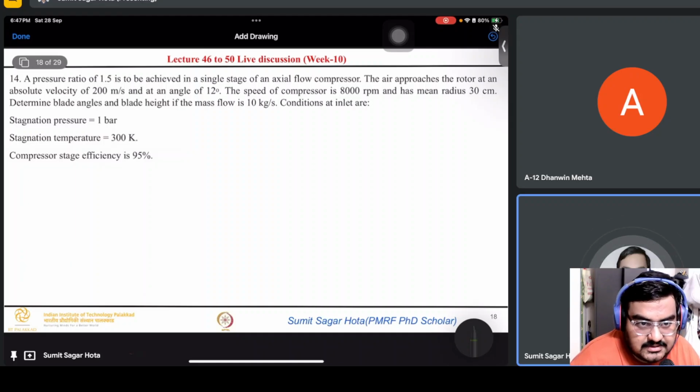So the question is: a pressure ratio of 1.5 is to be achieved in a single stage of an axial flow compressor. The air approaches the rotor at an absolute velocity of 200 meter per second and at an angle of 12 degree. The speed of the compressor is 8000 rpm and it has a mean radius of 30 cm. Determine the blade angle and the blade height if the mass flow is 10 kg per second. Conditions at the inlet are stagnation pressure 1 bar, stagnation temperature 300 Kelvin, and the compressor stage efficiency is 95%.